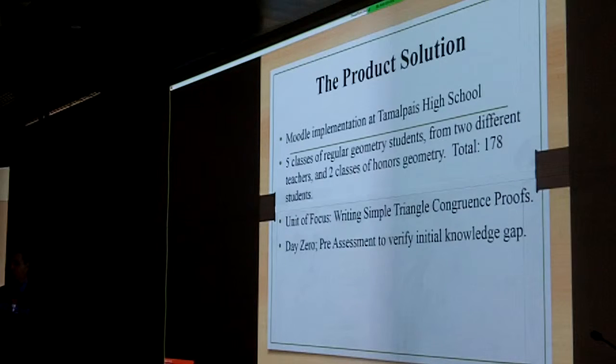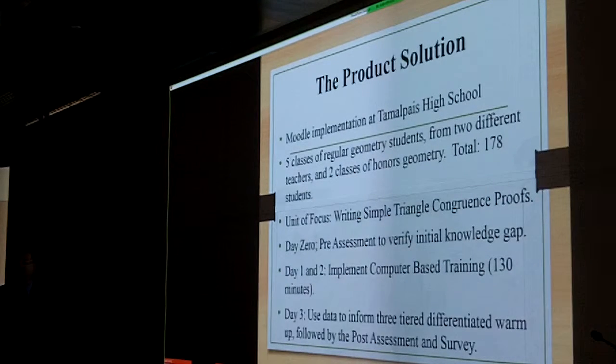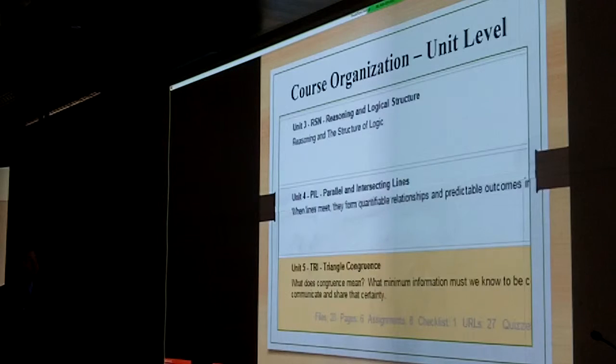On day 0, we did a pre-assessment to verify that they didn't know how to do proofs before they took geometry. Day 1 and 2, I had about 2 hours' worth of instruction that was completely embedded in the computer that I built. The requirement was 1 hour for this model. I built about 2 hours' worth, wall-to-wall, 2 days' worth. That's all students did, was enter the computers and go. On day 3, I used the data to create a warm-up activity that was differentiated for 3 different groups based on their recent content that I was able to pull out of Moodle.